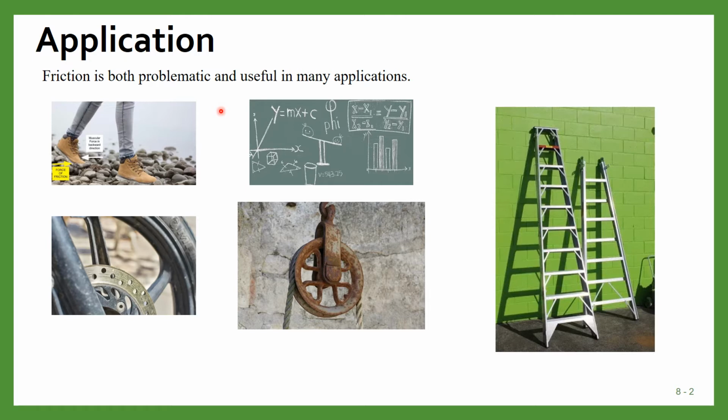Although friction is also useful in many applications, like walking. When you walk, you need friction. It is very difficult to walk on a slippery surface. When you are writing on the board with a chalk, again friction is useful. Then for braking purposes, for pulling water from a well, and for placing a ladder against a wall. So these are some of the applications where friction is useful.